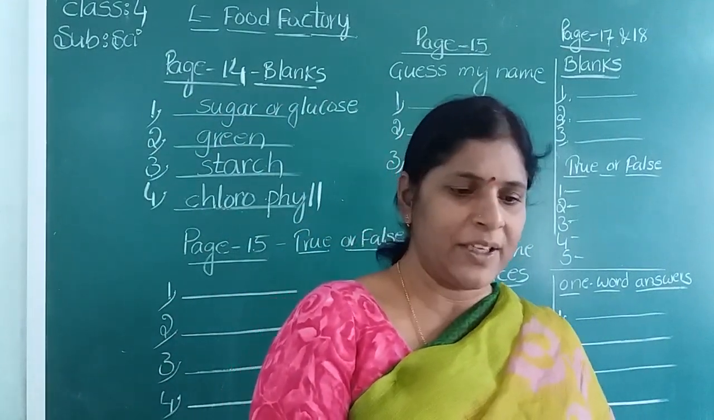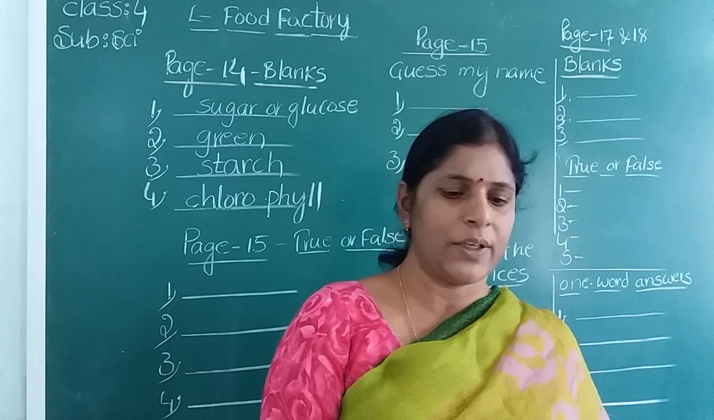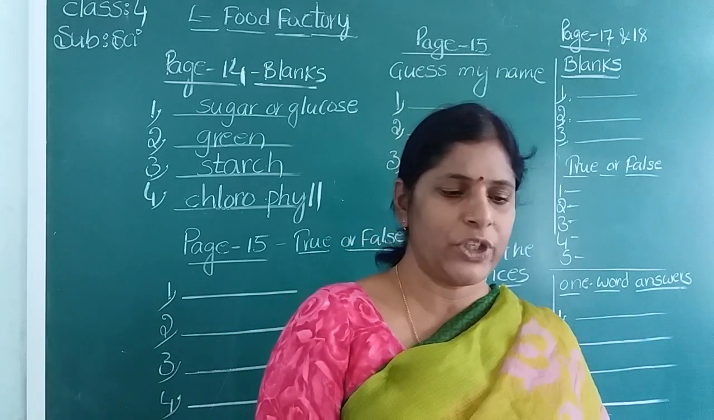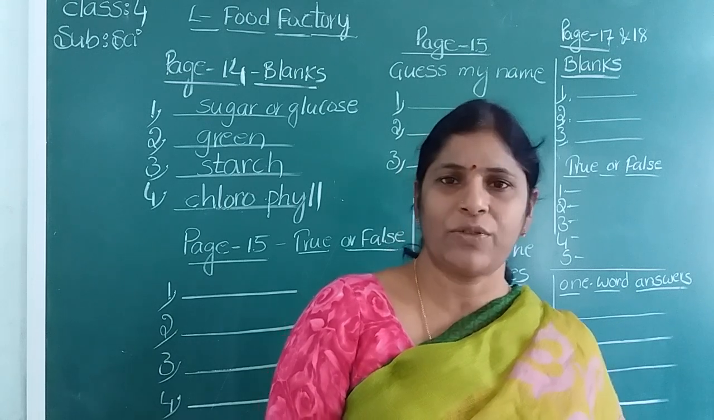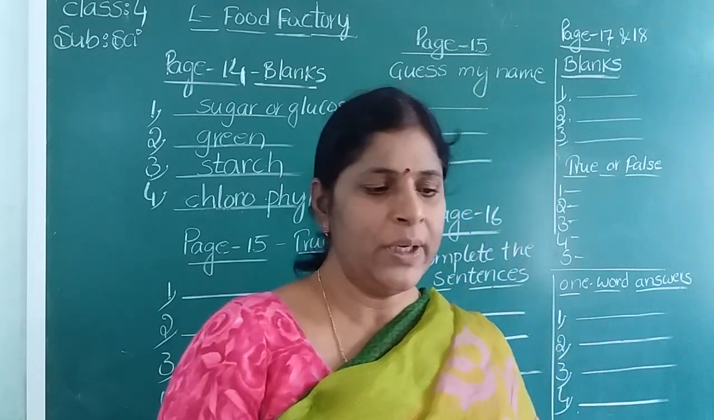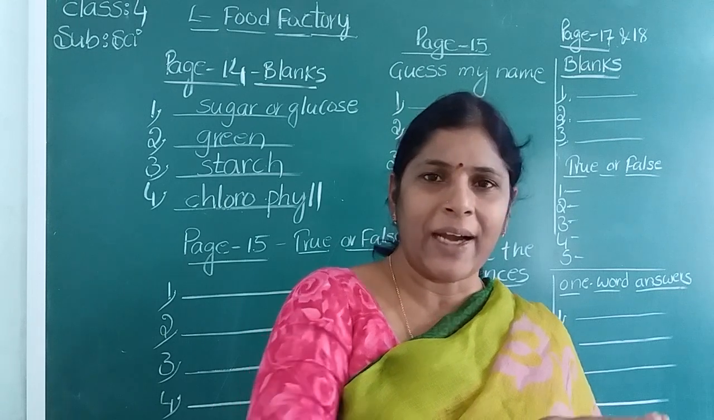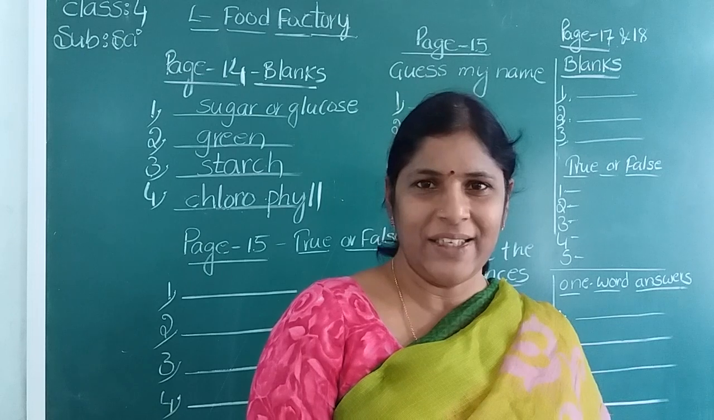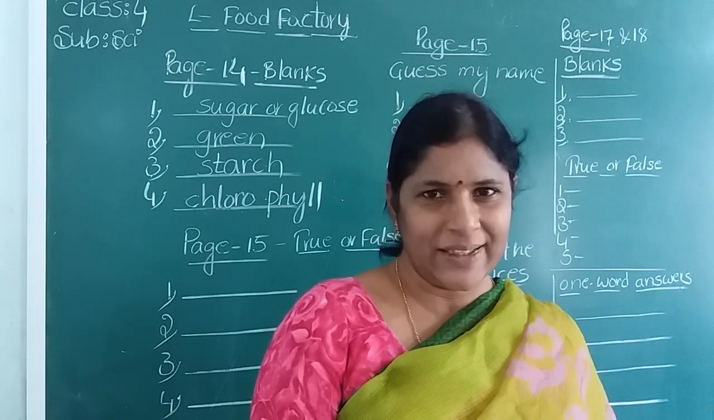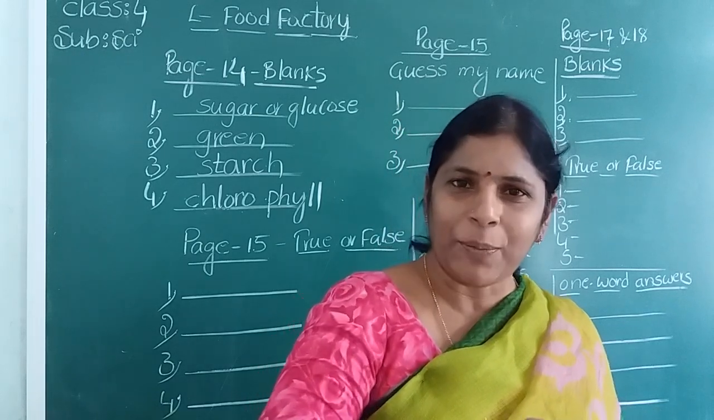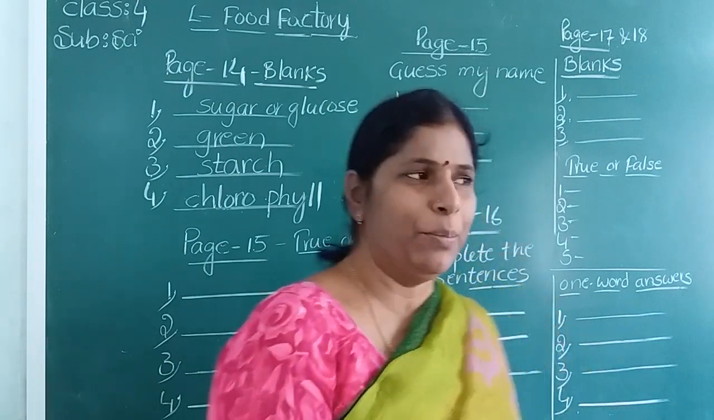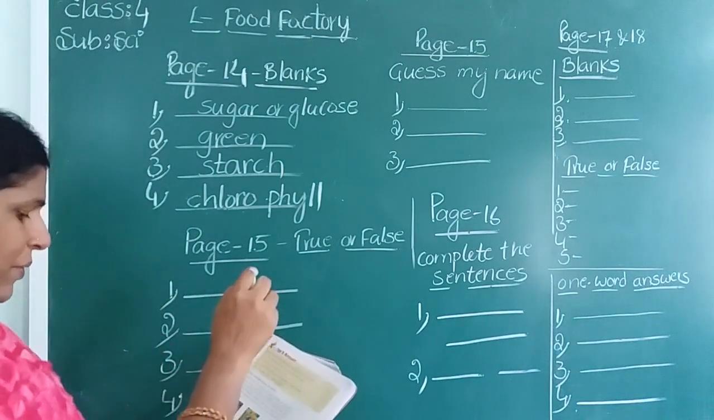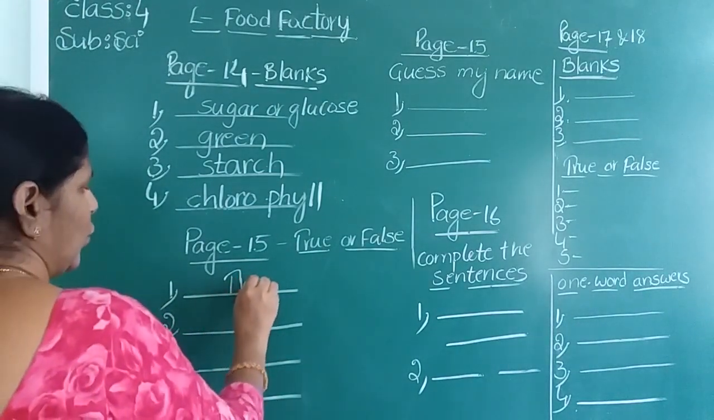Next page, page number 15. They have given four true or false questions for you. I am reading the first question, so keep your concentration on it. The flat part of the leaf is called the leaf blade. Is it true or false? Yes, it is true. The flat part of the leaf is called the leaf blade.